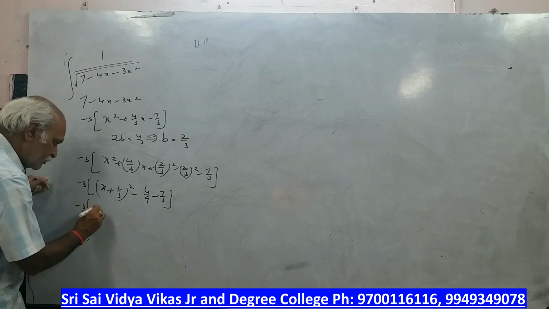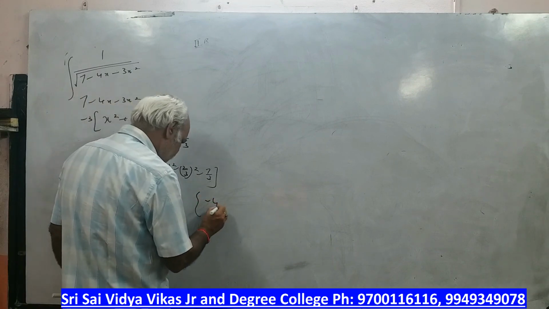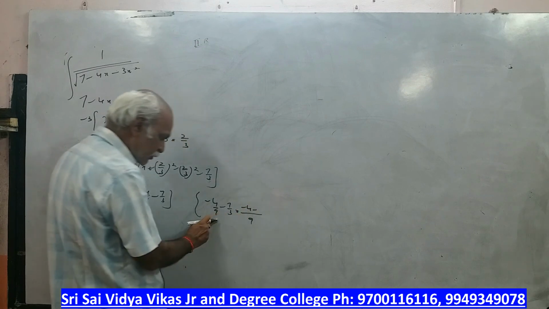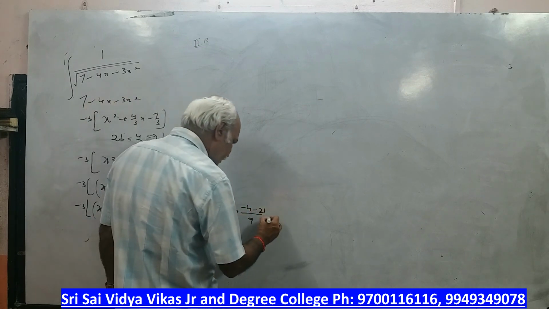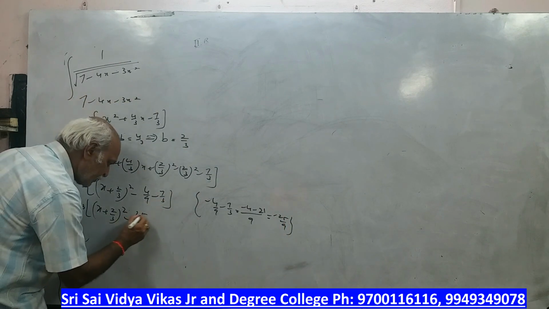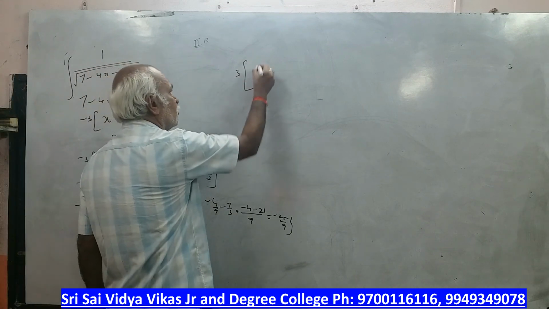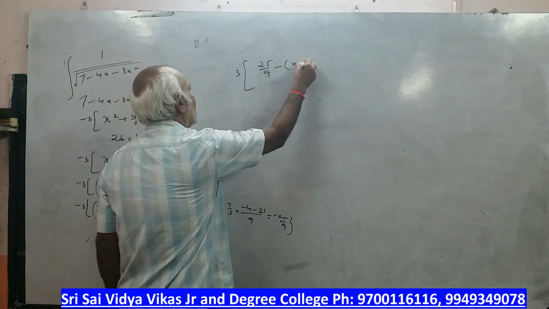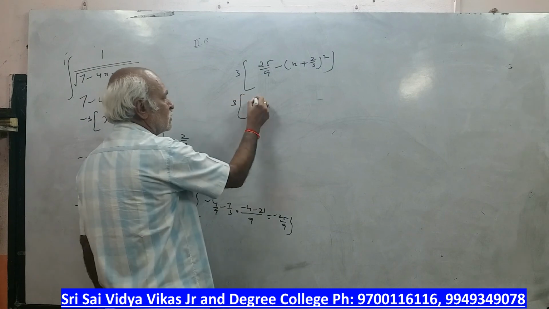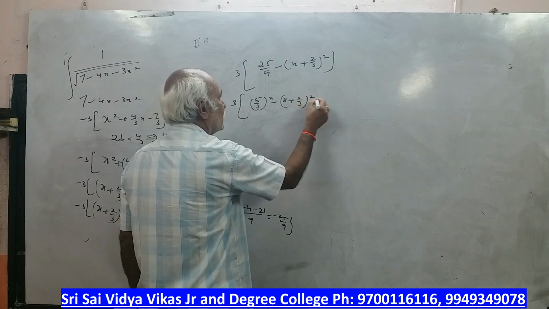So minus 3 into (x + 2/3)² minus 4/9 minus 7/3. Okay, flower bracket: 9 is the LCM, minus 4, 3 will go 3 times, minus 21. So minus 25/9. Whatever sign is coming, now bring only the minus sign inside. I told you many times. Minus of (x + 2/3)². So 3 into [(5/3)² − (x + 2/3)²], right?